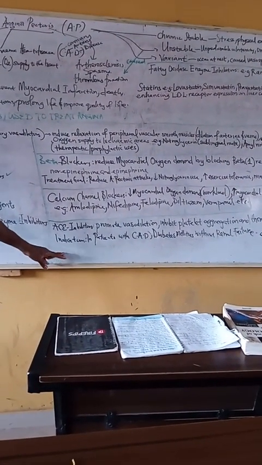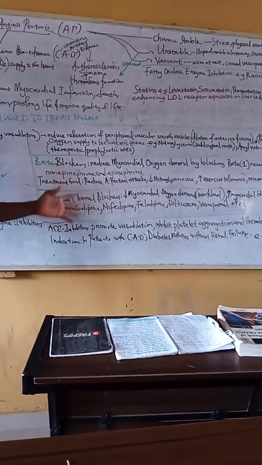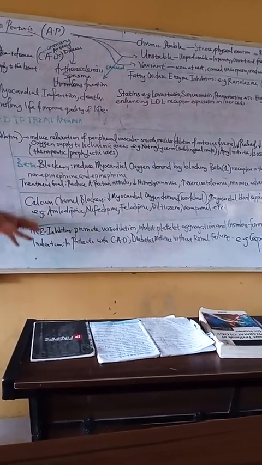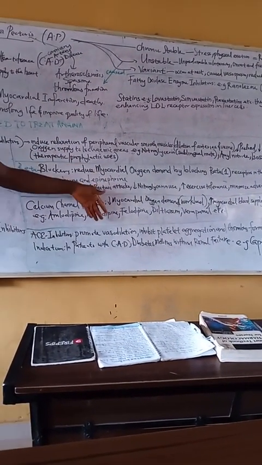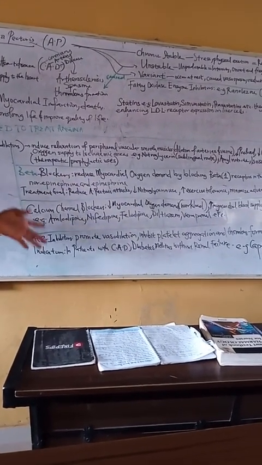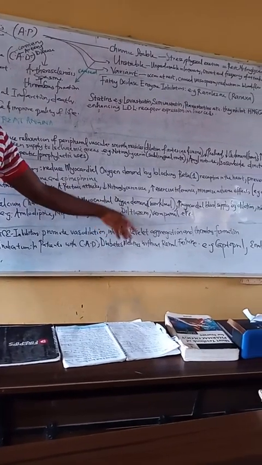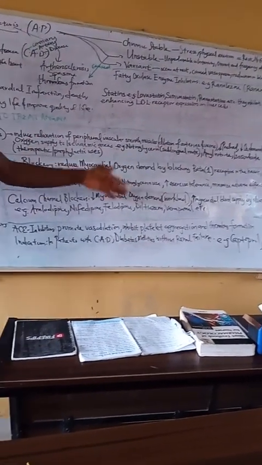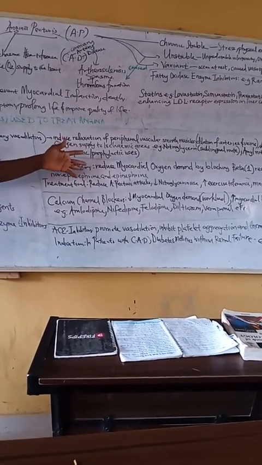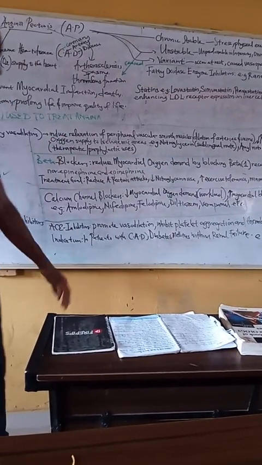The other group here are the ACE inhibitors. We know that ACE inhibitors are also used, just like what we have in hypertension. We have them here, but they promote vasodilatation. How do they promote it? Because they will block vasoconstriction from the conversion of angiotensin 1 to angiotensin 2. They also inhibit platelet aggregation and thrombus formation. This applies to angina, but does not really apply to hypertension.